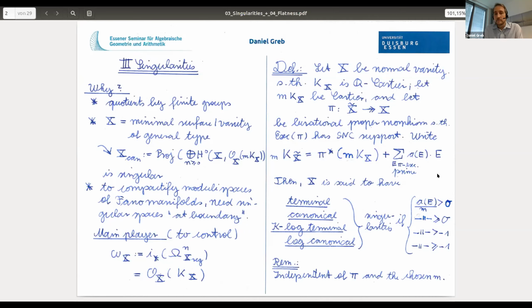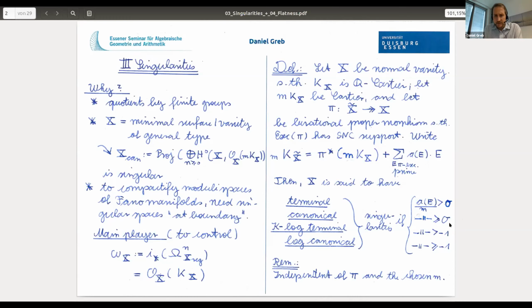Yeah? So let me explain what the meaning of this condition is. So the easiest is maybe canonical. So if you look at this equation, this means that if you take, say, m is 1, so you take a local section in K_X, so a local n-form, you pull it back to the resolution. A priori, it could have poles along the divisor, but this a(E) being bigger than or equal to 0 means there are no poles actually.